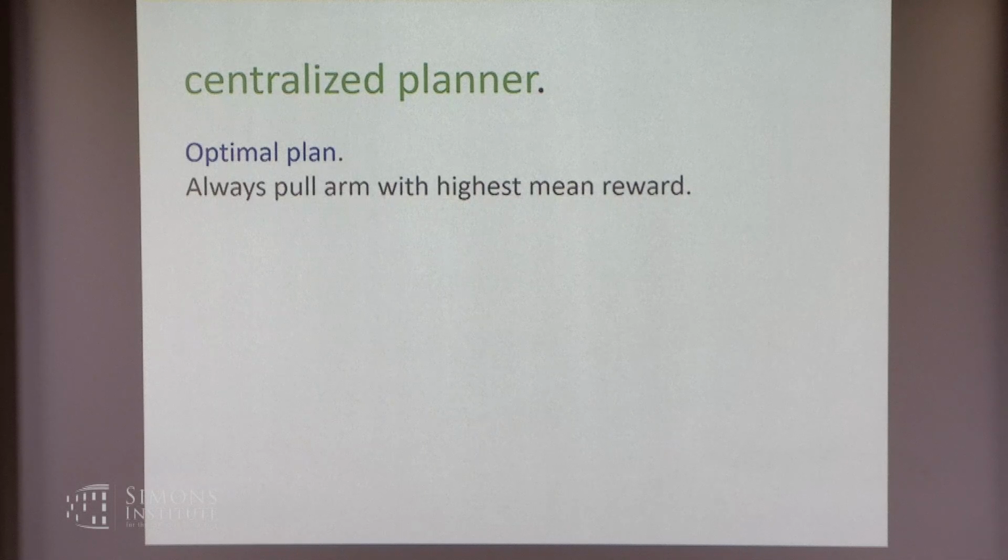In the incentivized exploration problem, we have a centralized planner. And what the centralized planner would like to do is to always pull the arm with the highest mean reward. That would maximize the expected reward over time. So it would like to tell every agent that comes into the system, if it knew the best product or the best arm, the best option, it would tell every agent to pull that arm every time.